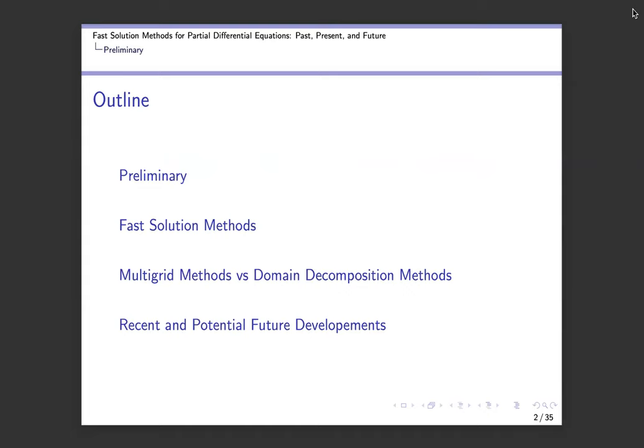This is a brief outline of today's talk. First, I will give you some introduction, and I will introduce some fast solution methods, which are multigrid method and decomposition method. And later, we will compare the multigrid method and the decomposition method. They have some common features and they have some differences, so I will figure it out. And finally, I will give you some recent and potential future developments in this area.